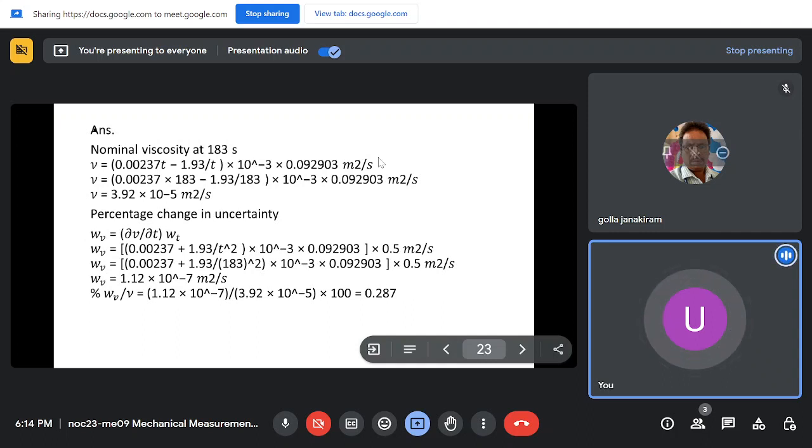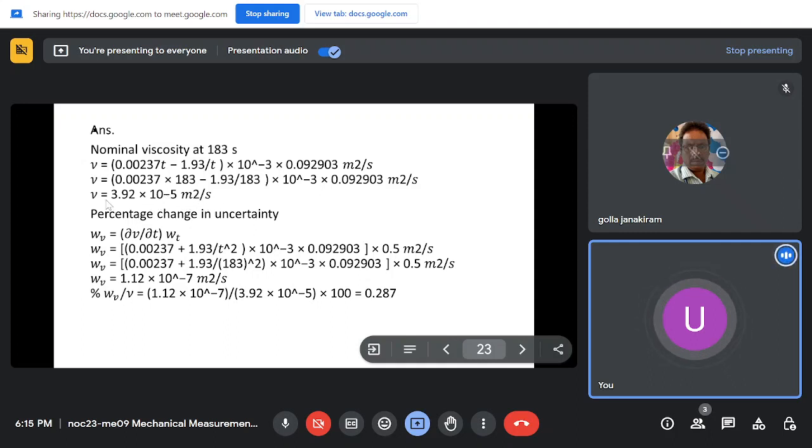So you have to solve it like this. We know that it takes 183 seconds, and this is the relation to calculate viscosity for a Saybolt viscometer, which is (0.002370 minus 1.93 by T) into 10 power minus 3 into 0.092903 meter square per second. So that is the relation. If you substitute that time value, 183 seconds, in the given expression, we get the viscosity as 3.92 into 10 power minus 5 meter square per second.